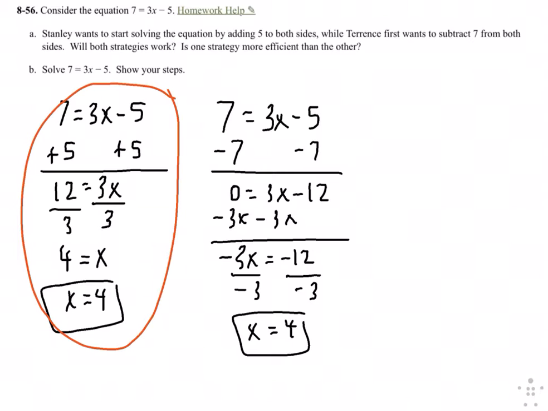It takes fewer steps, but they both follow the properties of equality, so they both are fine. For part B, we already solved, so I'm showing the steps for both approaches. But clearly, the first approach of adding 5 to both sides is the better approach.